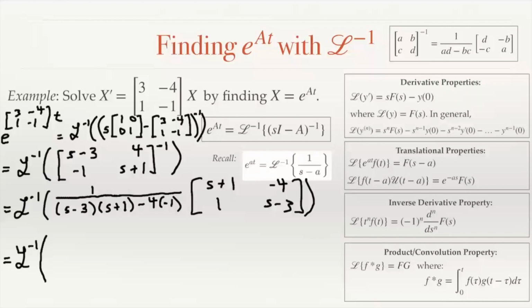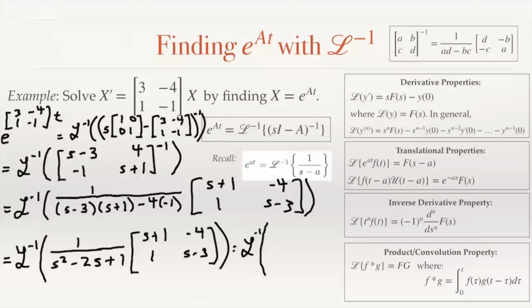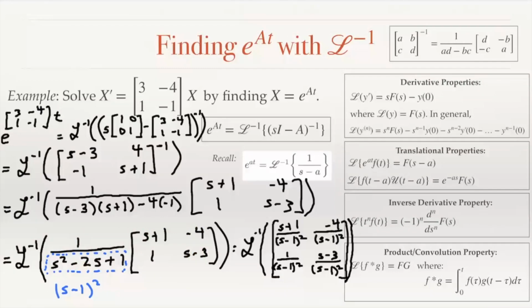Since we'll want to take the inverse Laplace of each component anyway, and we're dividing by something, our first inclination should be to factor the thing that we're dividing by. That will help with finding the inverse Laplace. So let's FOIL this out, and then hopefully we can factor it. FOILing out, we have s squared minus 2s plus 1, and this factors as s minus 1 squared. So we distribute that division by s minus 1 squared to all components, and we want to find the inverse Laplace of this matrix. Now we find the inverse Laplace of each of these, and we'll have our answer.